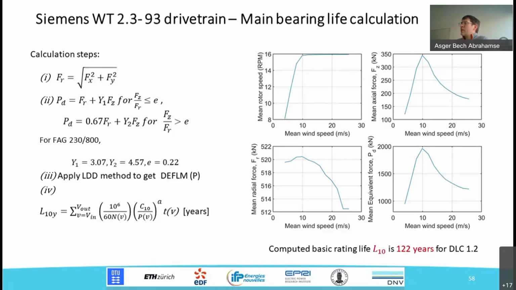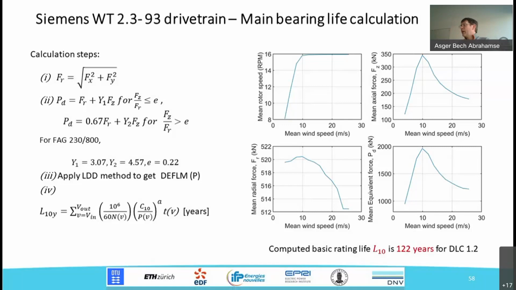So the axial force is how much force is pressing backwards into the drivetrain, you might say. And that is basically a replicate of the thrust force of the turbine rotor. So you can see this is coming up as we reach rated wind speed. We reach a maximum as the pitch system is starting to pitch and reduce the input power to the shaft. This is coming down at higher wind speeds. And if we now sum up the radial forces and the axial forces from these two curves, we can get the equivalent forces on that bearing.